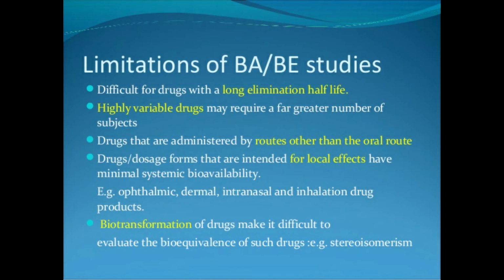We have some limitations in bioavailability and bioequivalence studies. They are difficult for drugs with a long elimination half-life. Highly variable drugs may require a far greater number of subjects. Drugs that are administered by routes other than the oral route. Drugs or dosage forms that are intended for local effects have minimal systemic bioavailability. Examples: ophthalmic and dermal, etc. Biotransformation of drugs makes it difficult to evaluate the bioequivalence of such drugs. Example: stereoisomerism.